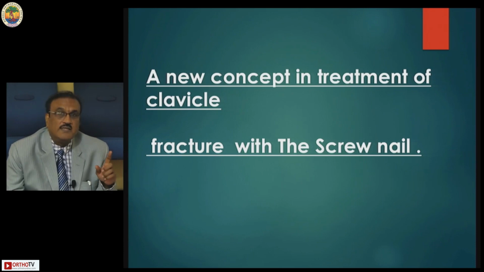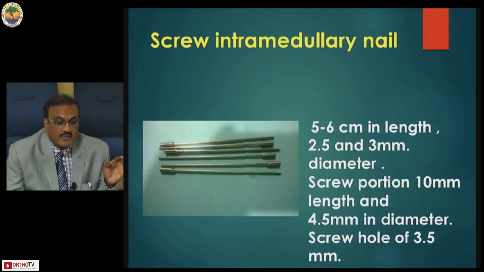And moreover, in a comminuted fracture, because of the migration problem and because of the shortening and shrinking of the comminuted fracture, elastic nailing as well as other nails don't work unless they have been locked. Therefore, a screw intramedullary nail, 5 to 6 centimeter in length, 2.3 mm in diameter, screw portion 10 mm in length and 4.5 mm in diameter, and a screw hole of 3.5 mm at the end.